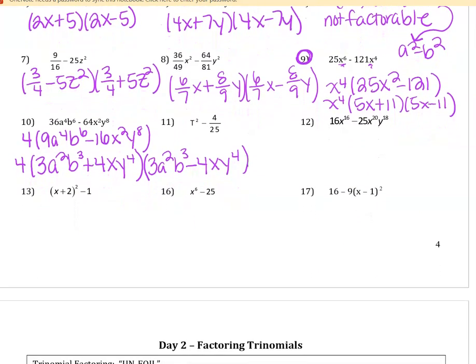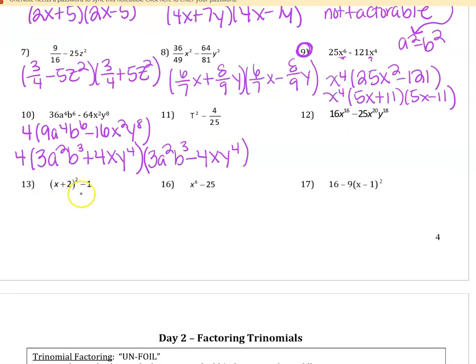Now skipping ahead to something like 13, where this looks kind of interesting. It has x plus 2 squared minus 1. Technically, this is a perfect square because it's something being squared, and this is a perfect square as well, because 1 squared is 1. What I'm going to do is actually make this look a little bit nicer. Let's pretend a, just another variable, equals x plus 2. That would mean this is equivalent to a squared minus 1.